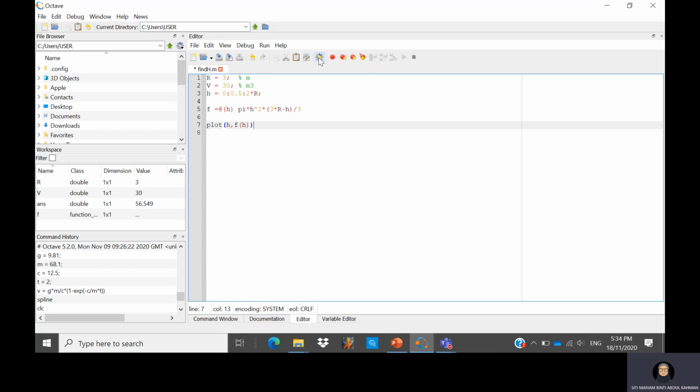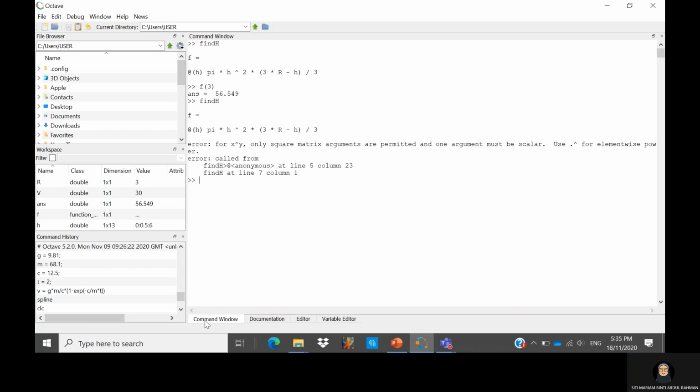do this. If you run the program, you will see that the command for plot does not go through, and it tells you the error. So where's the error for the function? The error here is for x power of y. This is only permitted if the argument is scalar. If you have a value of h ranging from 0 until 6, meaning you have 13 data points, you cannot use this.